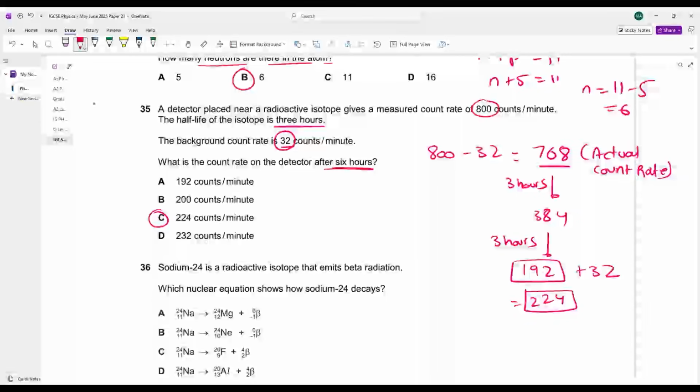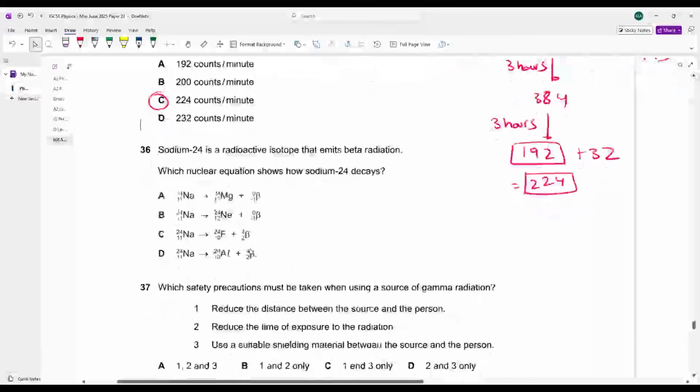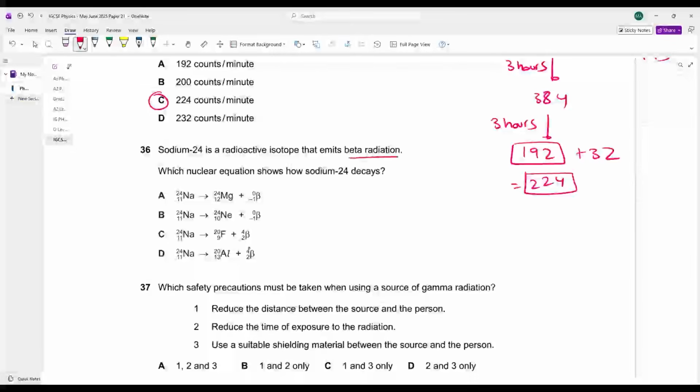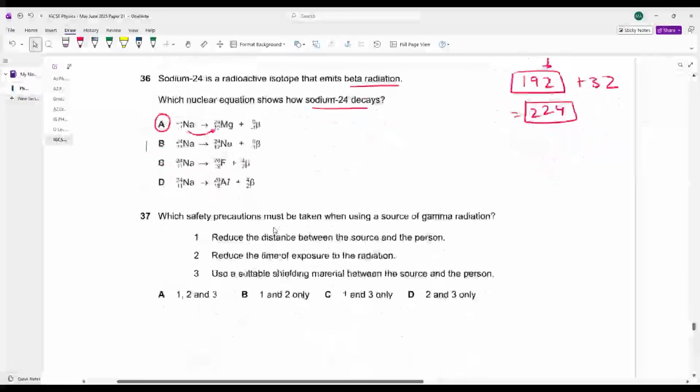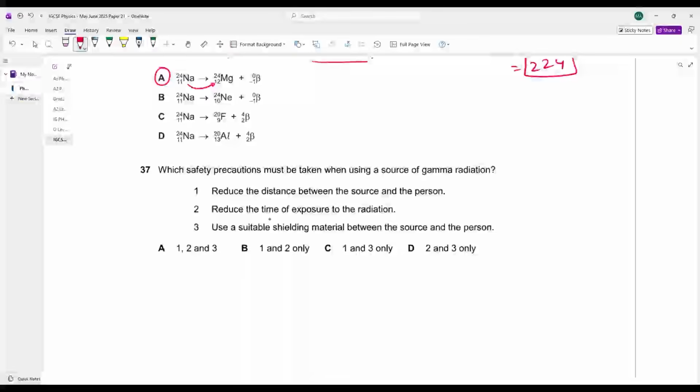C is your answer. Okay, sodium 14 is a radioactive isotope that emits beta radiation. Which nuclear equation shows how sodium 14 decays? Sodium 14 किस तरह decay करेगा? The proton number will increase by 1, mass number remains unchanged, product में beta negative particle भी आ जाएगा. A is your answer.